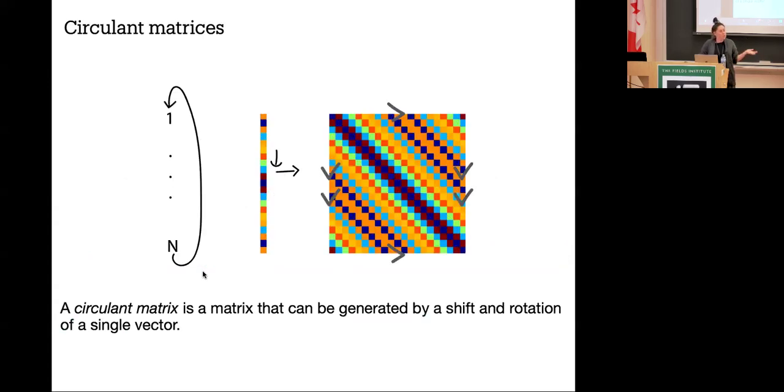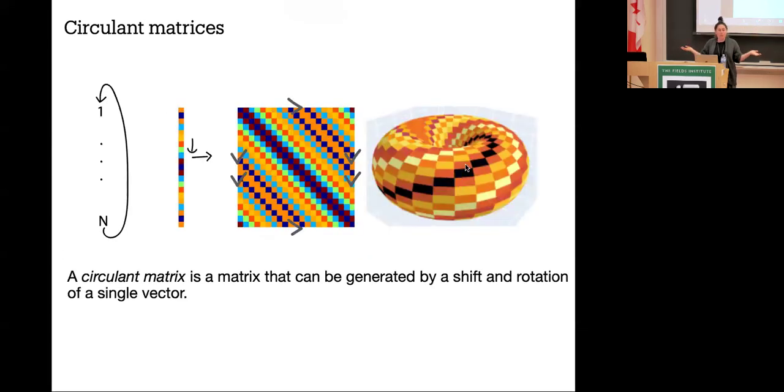But first of all, what's a circulant matrix? My definition of a circulant matrix is a matrix that can be generated by a shift and rotation of a single vector. You can imagine this one vector here as being the center vector of this matrix. I fill out the rest of the matrix just by shifting and rotating up to the top. Whatever vector pops out the bottom goes up to the top, filling out my whole matrix accordingly. With this, we can think like topologists and say that the right and the left are identified, and the top and the bottom are identified. Our matrix now has the structure of a torus. Cute.